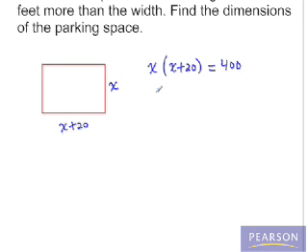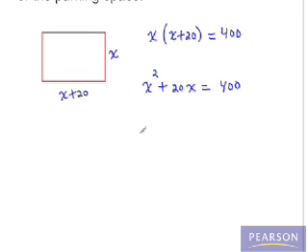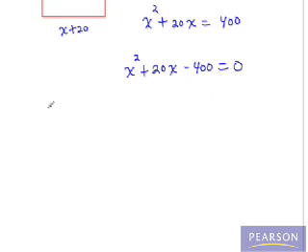So we'll multiply this out using distributive property. We have x squared plus 20x equals 400. I see that I have a quadratic equation. We're going to solve by using the quadratic formula. So I'm going to subtract 400 from both sides, giving us x squared plus 20x minus 400 equals 0. Using the quadratic formula, a will equal 1, b will equal 20, and c will equal negative 400.